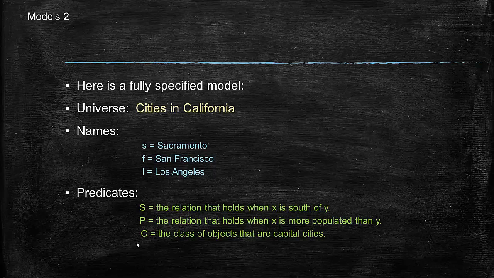And then we'll go ahead and just specify some predicates. So S equals, this is the way it's actually stated formally, the relation that holds when X is south of Y, basically just means south of. P means more populated than. X is more populated than Y. So these two here are relations, or binary predicates, two-place predicates. And then we identify a one-place predicate, C, which is the class of objects that are capital cities. So Sacramento is the only one, obviously, if you know your California cities.